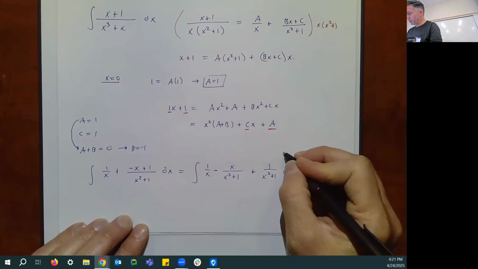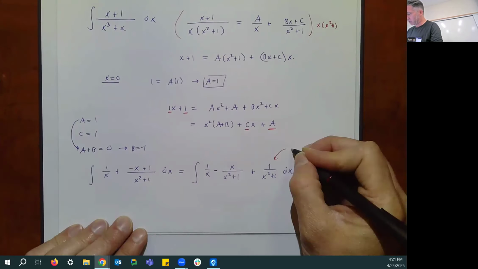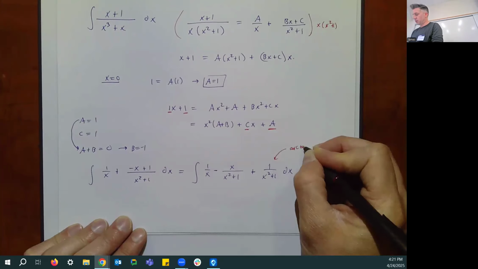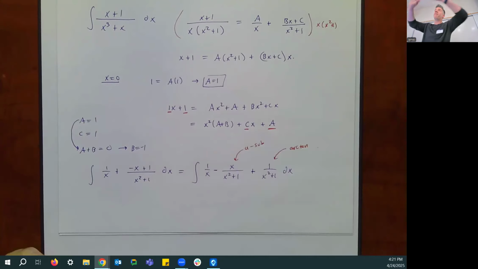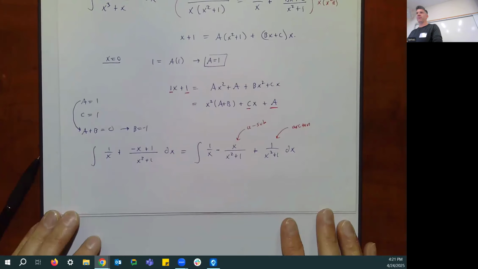This part is always going to be some sort of arctangent. This part is always going to be a u sub. Every time. No exceptions. I think. I'm pretty sure. I know I was very emphatic about it there, but I'm pretty sure.